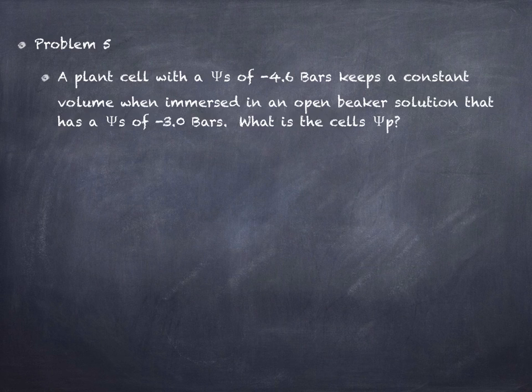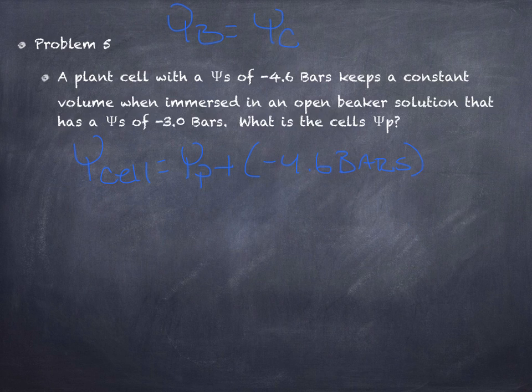Okay, last problem. Again, we have a beaker and a cell that are both at equilibrium. So we know that the beaker's water potential is equal to the water potential of our cell. Okay, let's look at what we have here. For the water potential for our cell, we have the pressure potential, which is what we're going to try to solve for, okay, plus our solute potential, which we're being told is negative 4.6 bars.